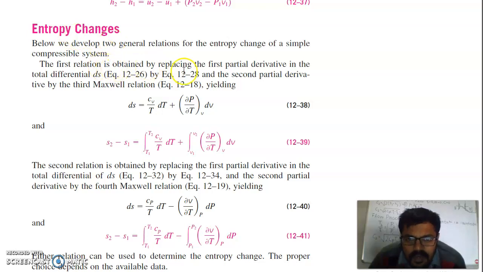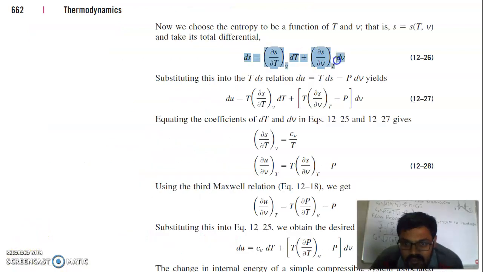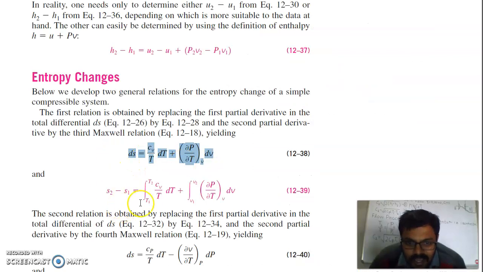Now the entropy change. The first relation is obtained by replacing the first partial derivative in the total differential dS, that is equation 12.26, by Cv over T from equation 12.28, and the second partial derivative by the Maxwell relation. Take this equation, this component replaced by Cv by T and this component replaced by the Maxwell relation, you will get this relation, and when you integrate this you will get the entropy change.